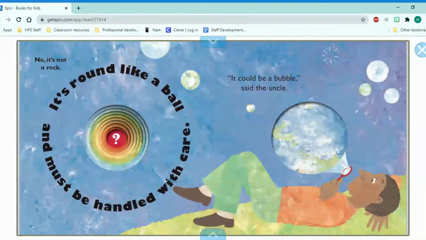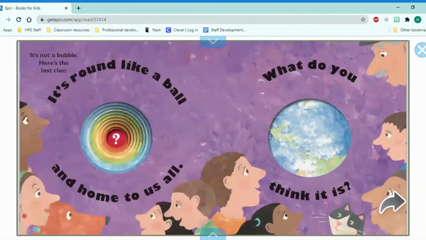It's round like a ball and must be handled with care. "It could be a bubble," said the uncle. "It's not a bubble. Here's the last clue. It's round like a ball and home to us all." What do you think it is? What is it?